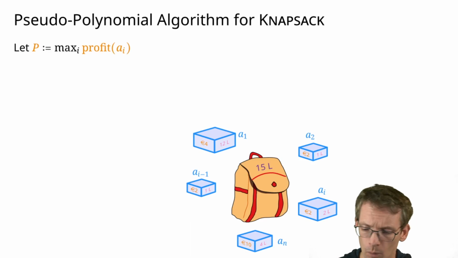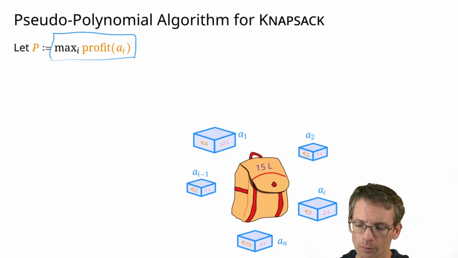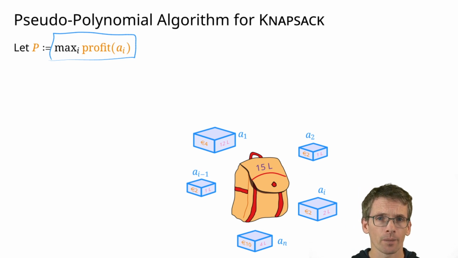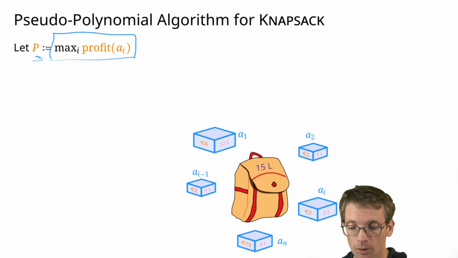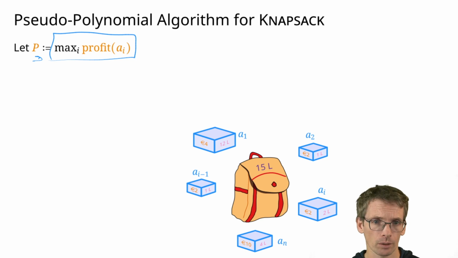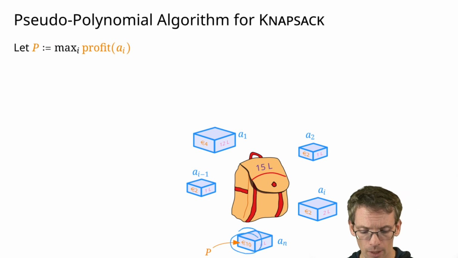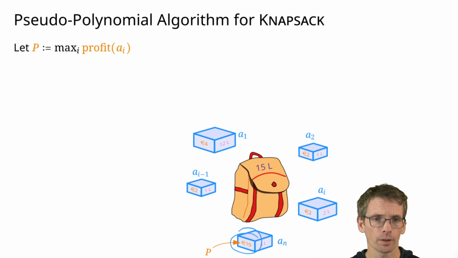For that, we are going to look at the maximum profit that occurs among all elements. Keep in mind, pseudo-polynomial time means that it is sufficient to be polynomial in terms of the numbers that occur. So it is fine if my algorithm at the end is polynomial, let's say in n, the number of objects, and in p, because p is one of the numbers that actually occurs. We are going to make use of this in designing a dynamic programming algorithm. So we're going to make use of p. p in this case is 10. That's the largest profit that occurs.